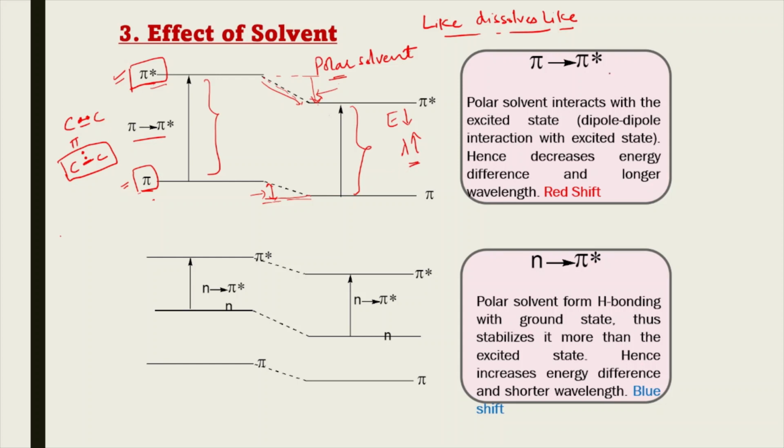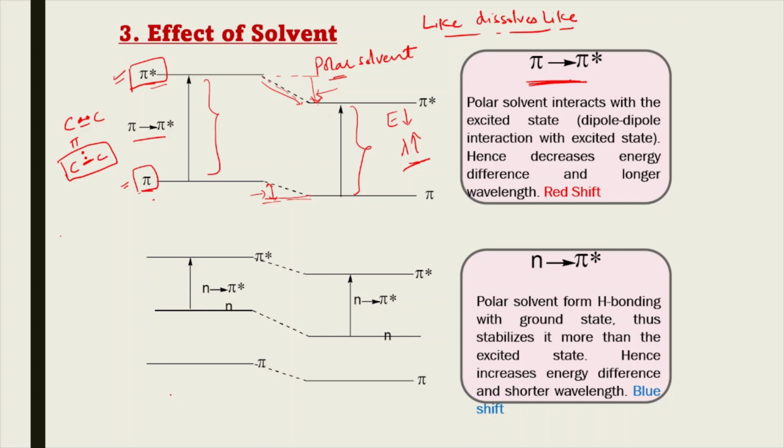So it means for pi to pi star transitions, if we change the polarity of the solvent, or we say that if we use a polar solvent, then there is an increase in the lambda max value. On the other hand, let us see the case of n to pi star transition.